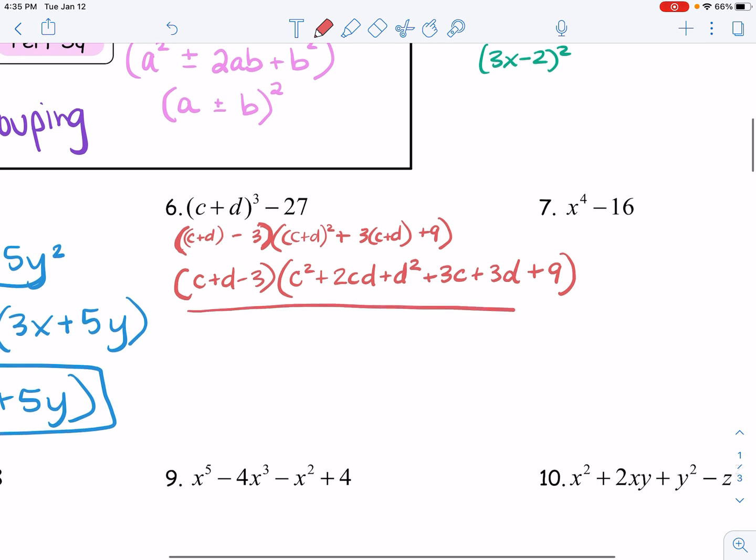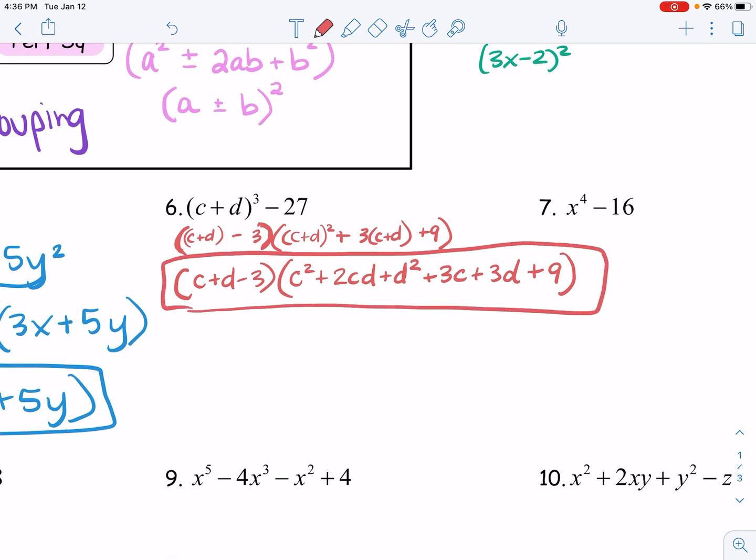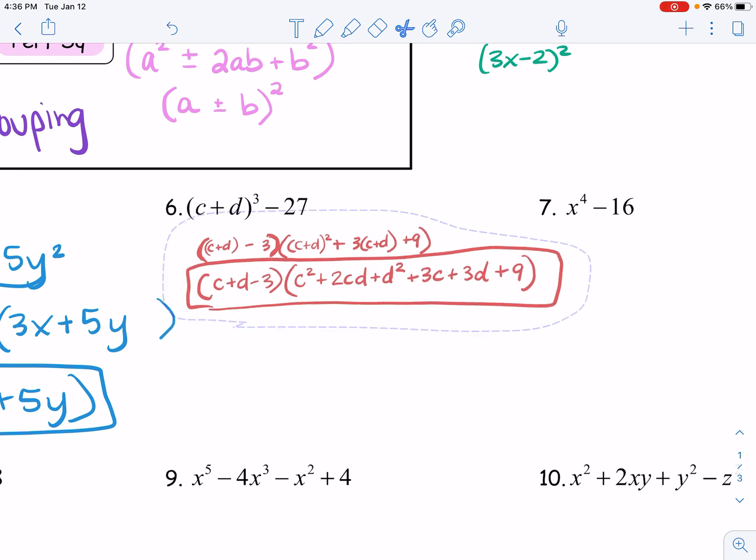So now this is factored completely. And I know it looks strange. It looks like it maybe not, but it is. Okay.